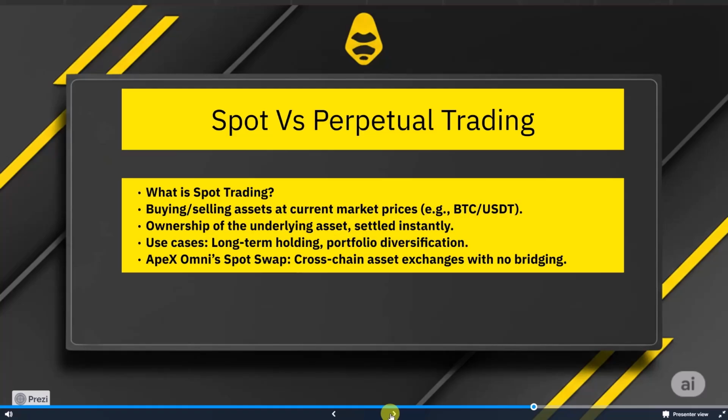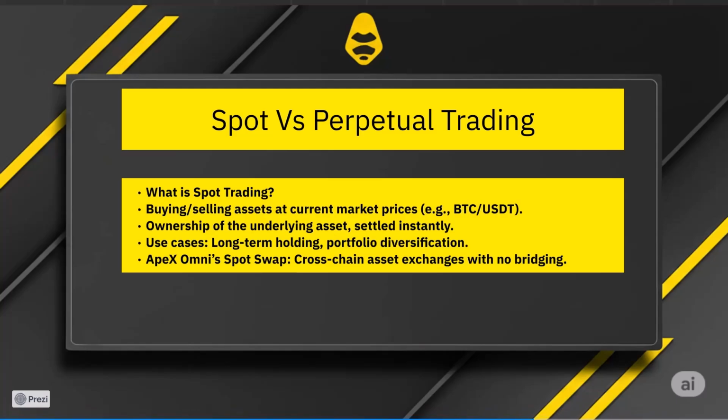There are other meme coins you might come across that you might be interested in, and you can actually hold them for the long term. Apex Omni Spot Swap offers cross-chain asset exchanges without any bridging. So you can switch between Base, Mantle, or Arbitrum, and swap your assets between chains without having to bridge. It's all taken care of for you automatically, and it's pretty awesome.